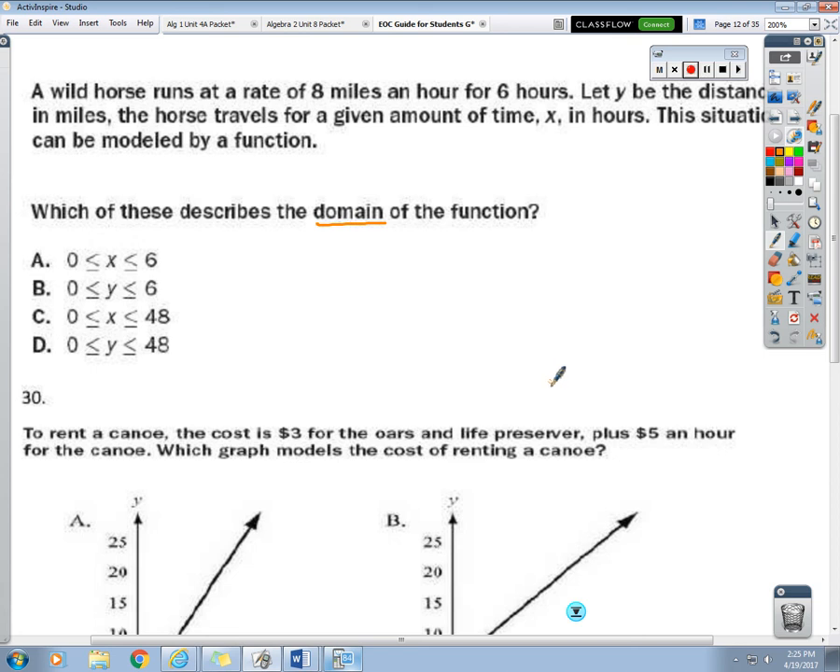When you hear the word domain, you immediately think what? X. Now look at your choices and tell me what can be eliminated. Correct, because both of those have a y. Those would both be range. Now tell me what else you know about x in terms of this word problem.